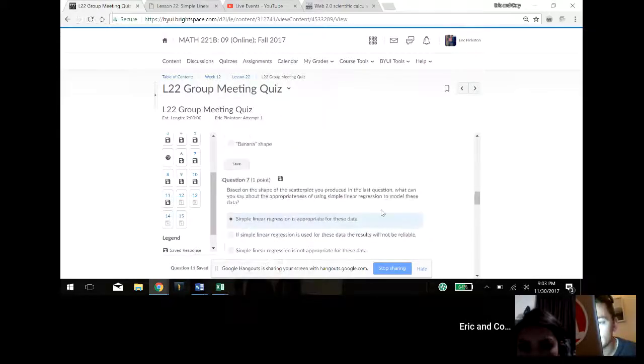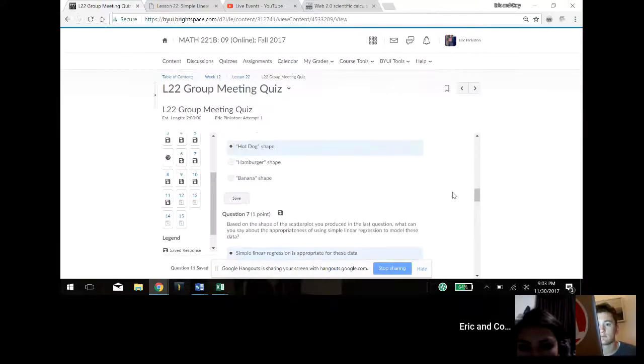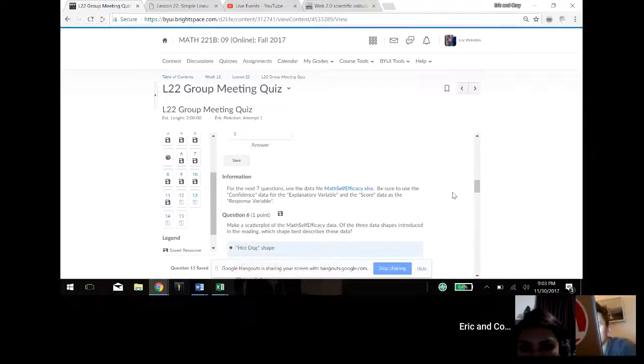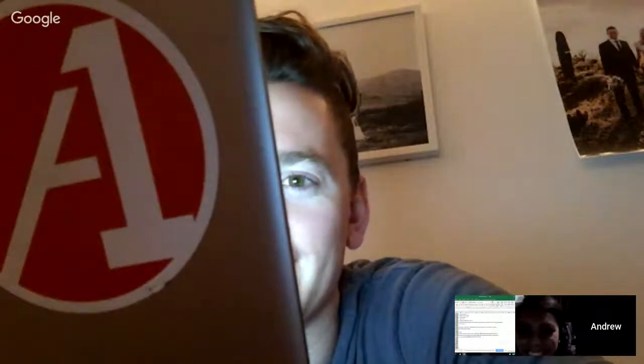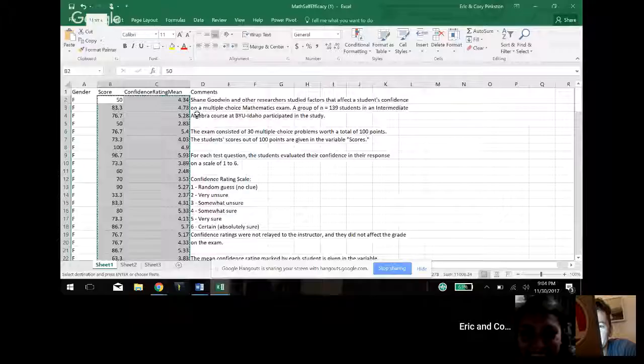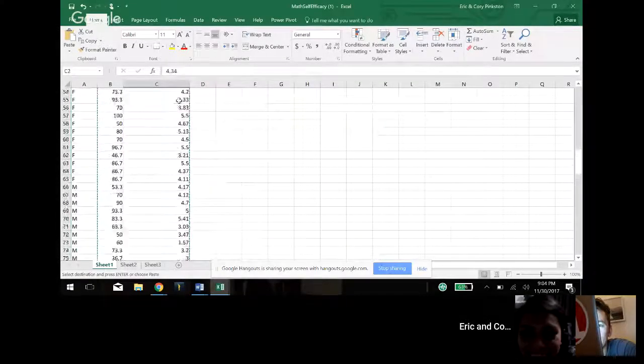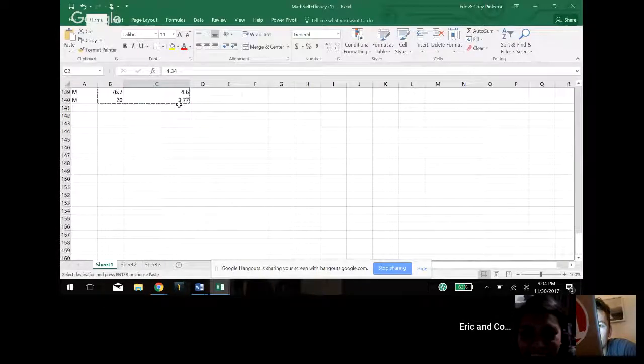Dang it. Hold on, let me see what it says. So it says be sure to use the confidence data for your explanatory variable. What? We've got to redo it. We put the numbers in backwards. We're supposed to use the small numbers for our x values. Darn it to heck.